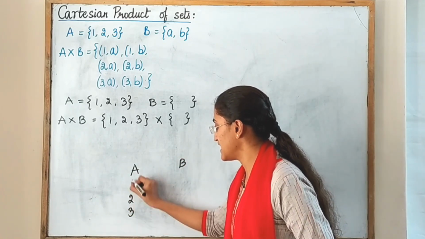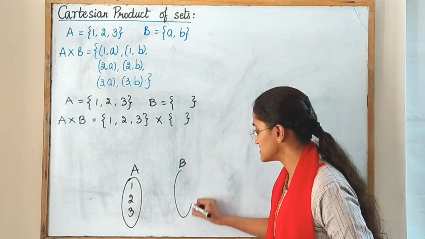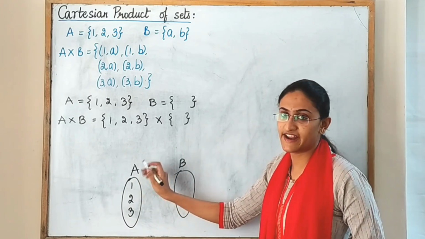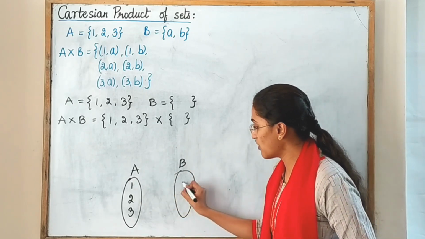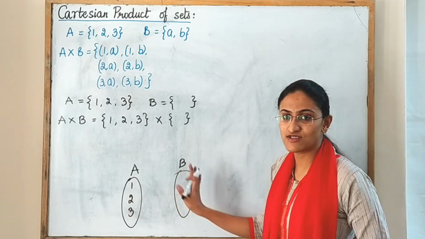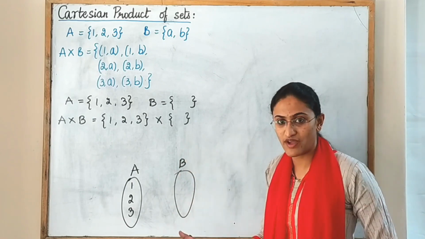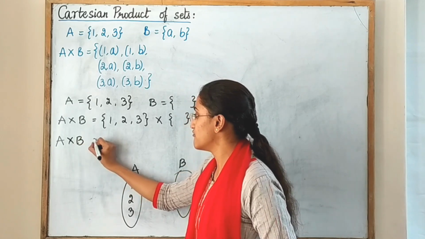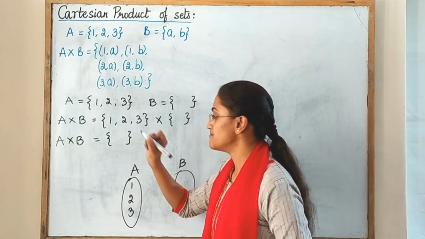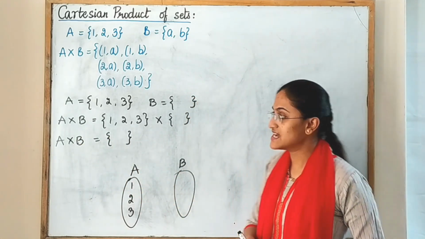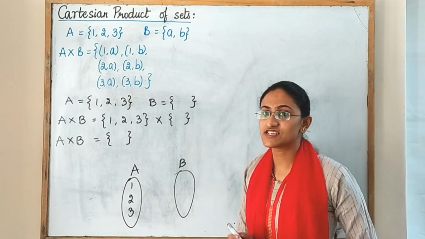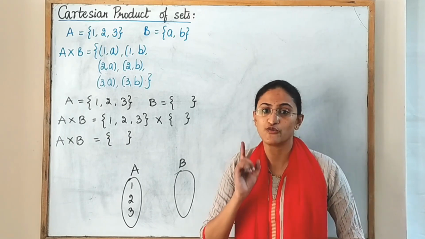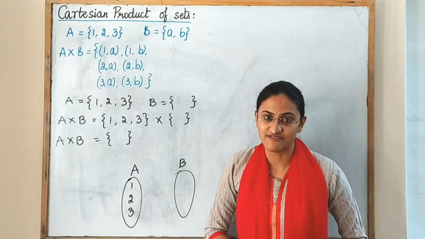A contains 3 elements and B contains no element. Now, is there any option to connect an element of A to an element of B? You cannot connect any element of A to the set B because B contains no elements, and hence the Cartesian product of A and B will again be a null set. And hence you can conclude that if any one set is a null set, then the Cartesian product of those two sets will always be a null set itself.